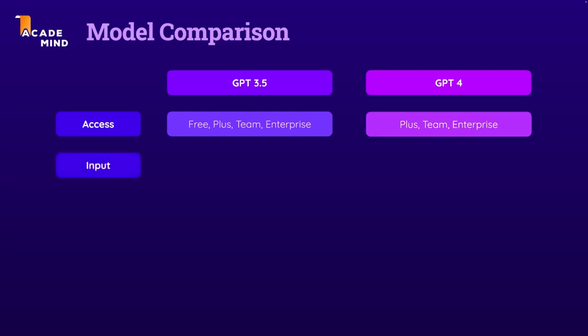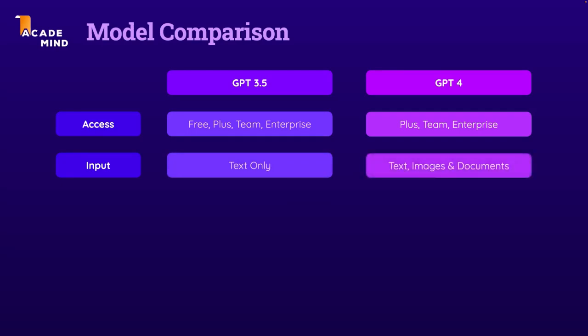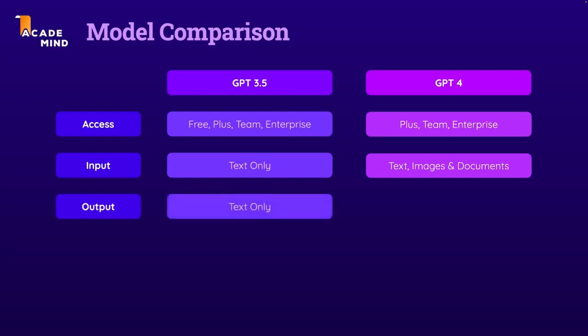Inputs, so messages or prompts that can be made in GPT 3.5 are limited to text only. GPT-4 also allows you to add images or documents inside your prompt. The same thing applies to the output that can be generated. 3.5 only creates text, 4 creates text, images, and documents which you can then download to your computer.